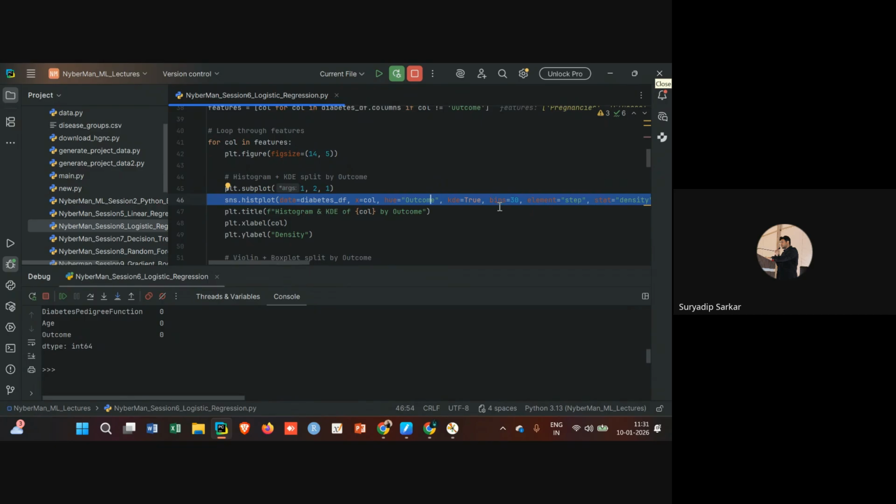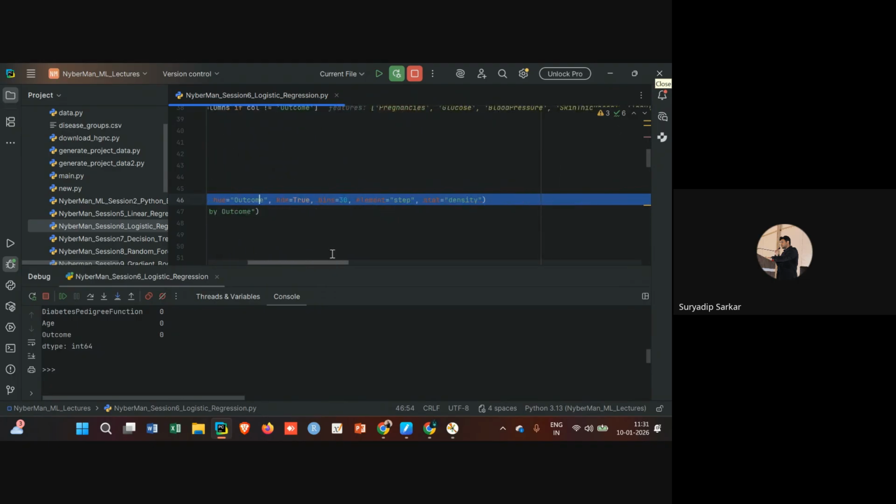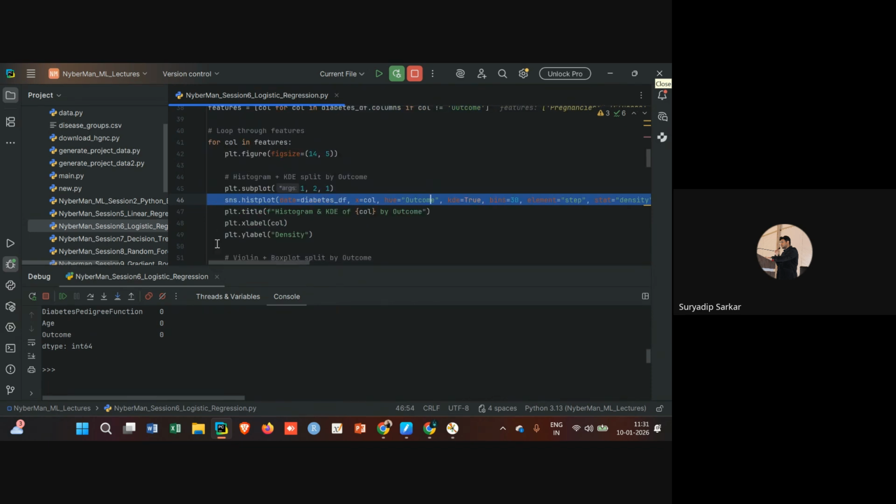Okay, so bins is nothing but the difference at which you want each bar in your histogram, right? And then the element and stat, you set it to step and density. When you set the element to step, you either want steps or you want bars, like that. And the stat, that is the statistic that you want to calculate, is the probability density.